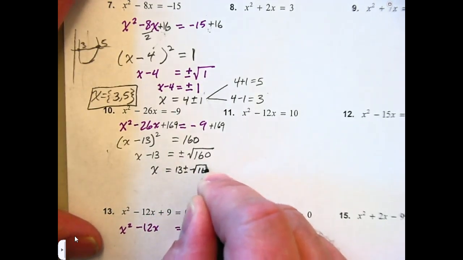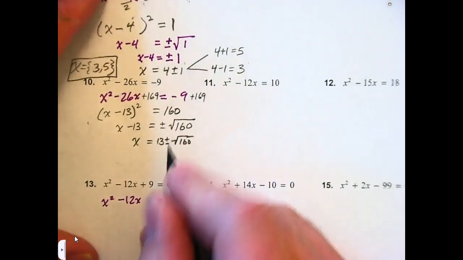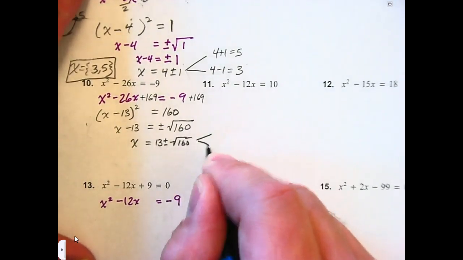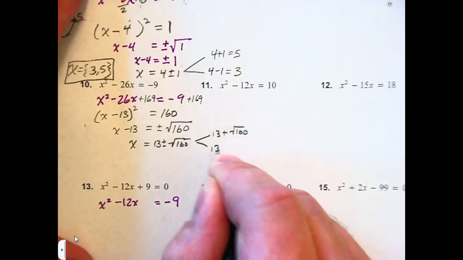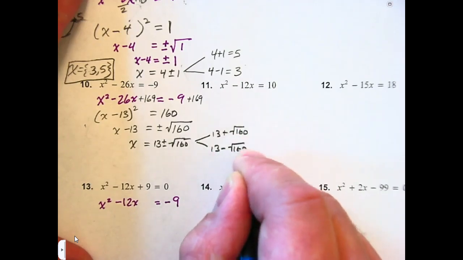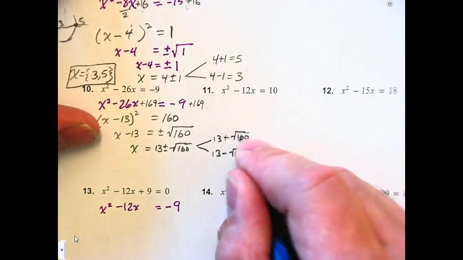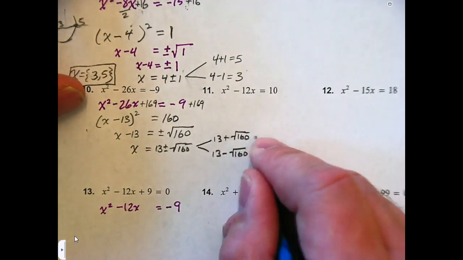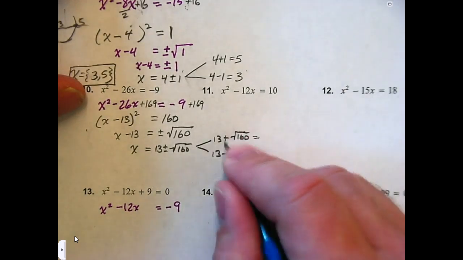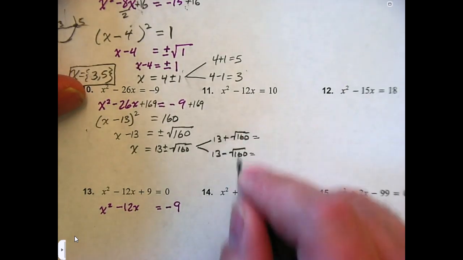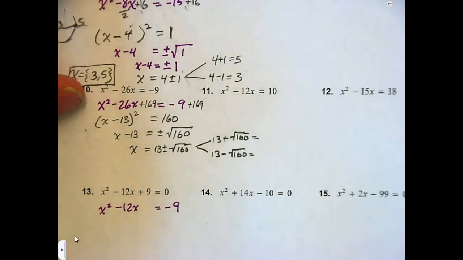Now the way you find your answers there, since it says up here round to the nearest hundredth, what we're going to do is break that into two different problems. We're going to go 13 plus root 160 and 13 minus root 160. And that's actually exactly what we're putting into our calculator. Okay, I know the root of 160 is close to 13, so this one's going to be really close to 0. Or actually, excuse me, this one's going to be really close to 26. This one's going to be really close to 0.